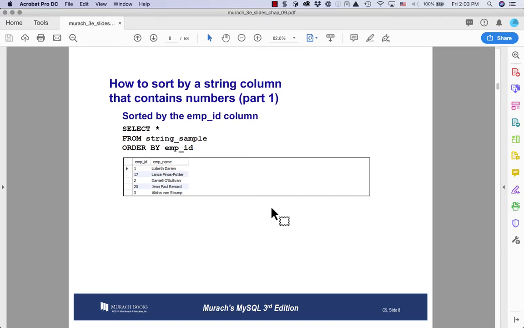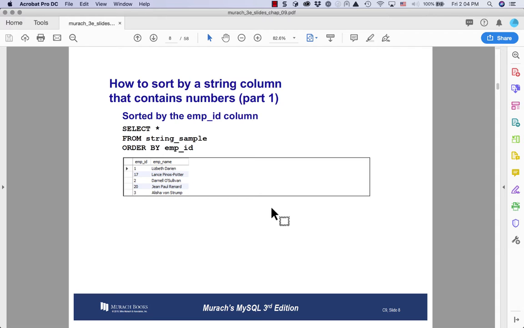Now this overlaps with some of the things that we learned in previous chapters. It just really supplements them. It doesn't contradict them. We're in a situation where somebody before us has designed a database where we have a column called emp ID. Let's assume that that's employee ID and emp name is employee name, and they defined emp ID as a string.